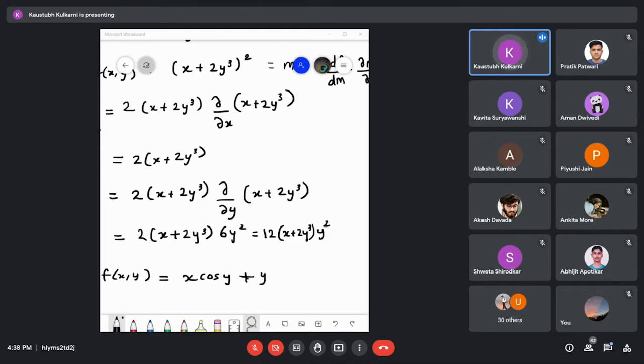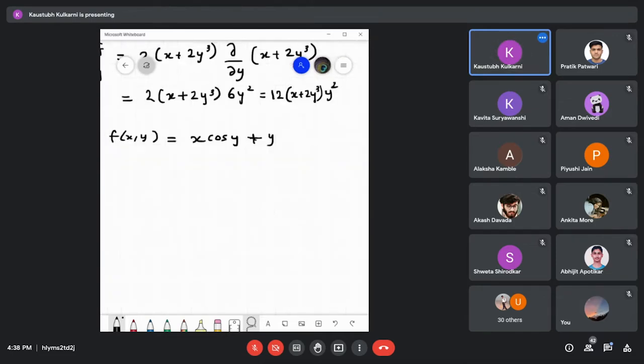That is the concept of a gradient. Okay. So what is meant by a gradient? Okay.